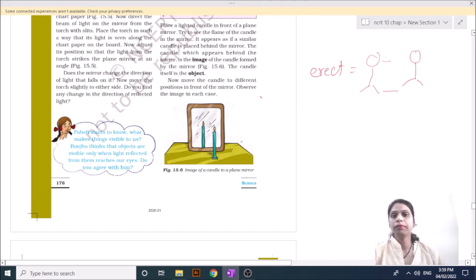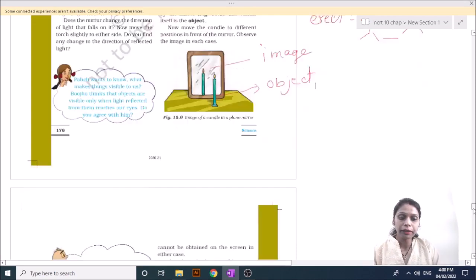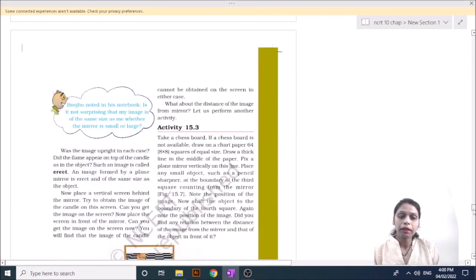Then you can see the erect image in the plane mirror, and also you will find that the size of the image is the same as the object. This is an image and this is an object. Okay. Now you know that a plane mirror always makes an erect image and makes an image like the object.